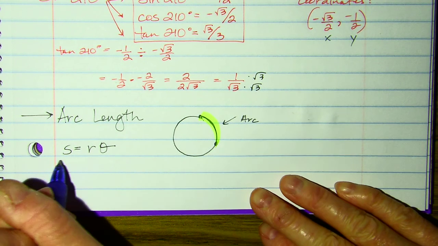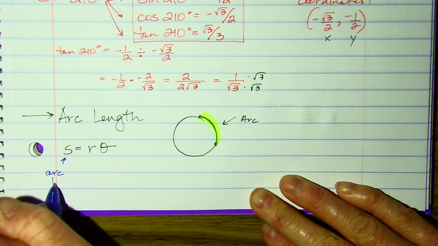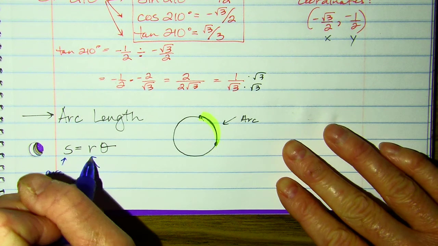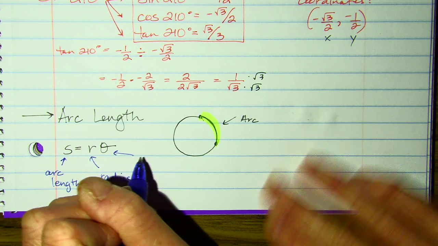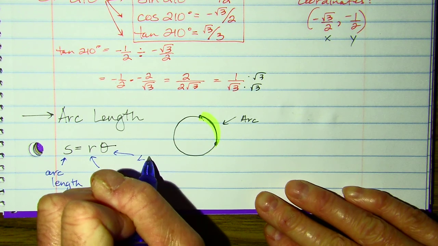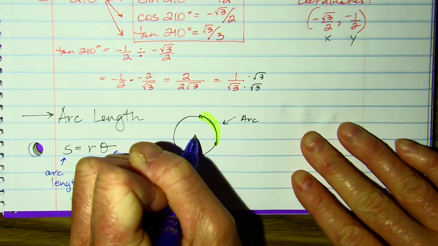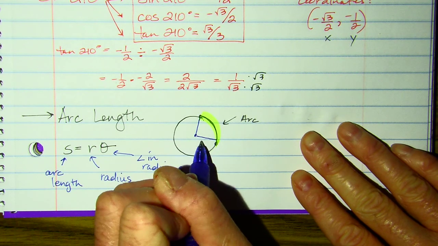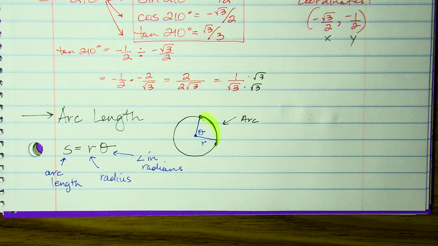S stands for arc length. I'm not sure why they didn't use A, okay? R is our radius, and theta is our angle in radians. So, for example, if this is the center, this would be R and this would be theta. So I would need those three pieces.